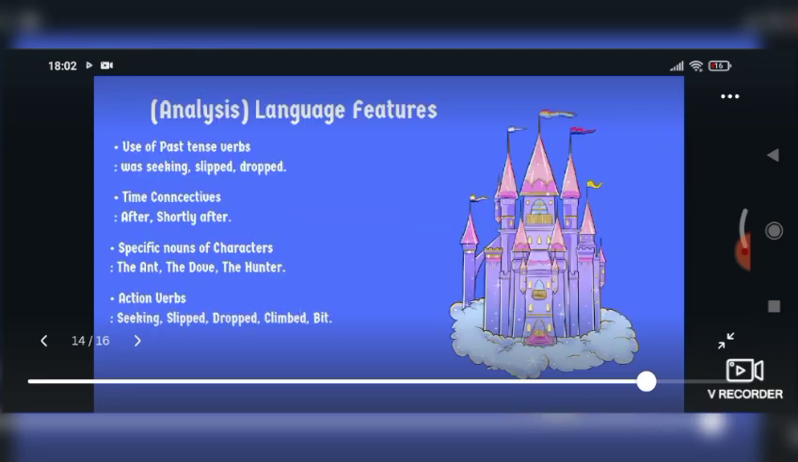And also, how about the language features? Of course, use of past tense verbs: was, seeking, sleep, drop, etc. Time connectives: after, shortly after. Specific nouns of characters: the ant, the dove, and the hunter. And action verbs: seeking, sleep, drop, climb. That's how you are going to use the language features that I just showed you here. Or maybe you can pause if I go too fast to the next slide, you can pause here.